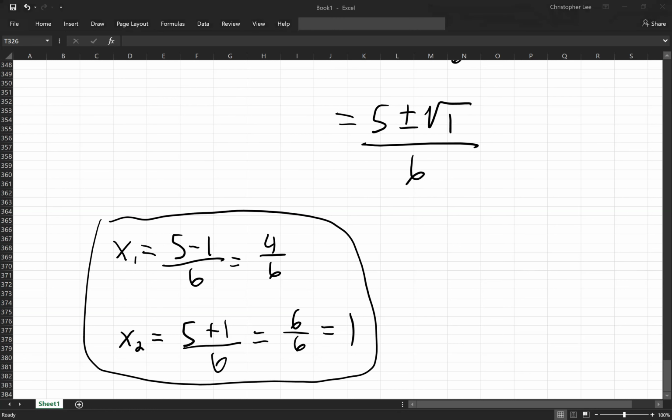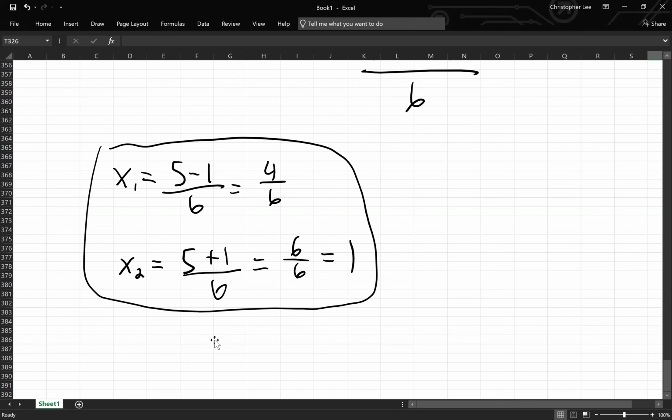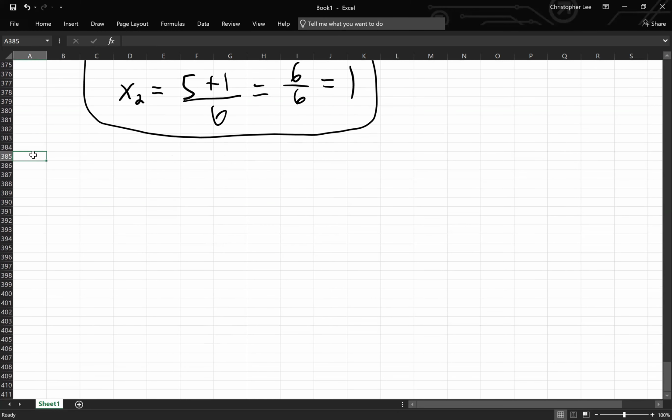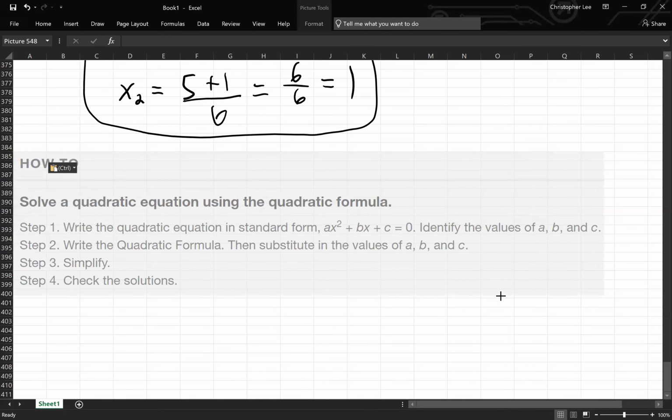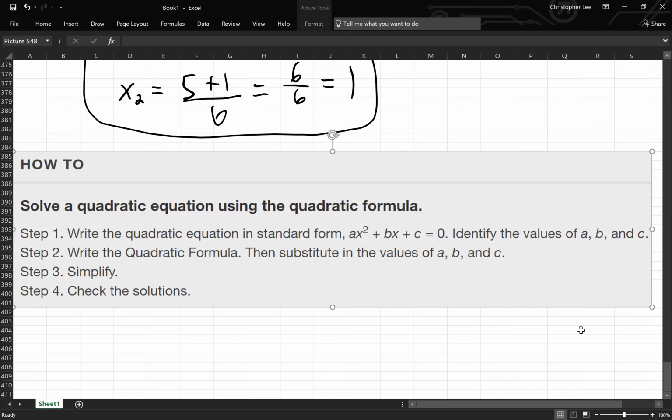Before we continue, I just want to give you guys a little bit of notes. You can write these down in your notebook. So this is a little how-to: how to solve a quadratic equation using the quadratic formula. Step 1, write the equation in standard form. Standard form is ax squared plus bx plus c is equal to 0. Step 2, identify the values of a, b, and c. Step 3, write the quadratic formula, then substitute in the values for a, b, and c. Step 4 is simplify. Step 5 is check the solutions.